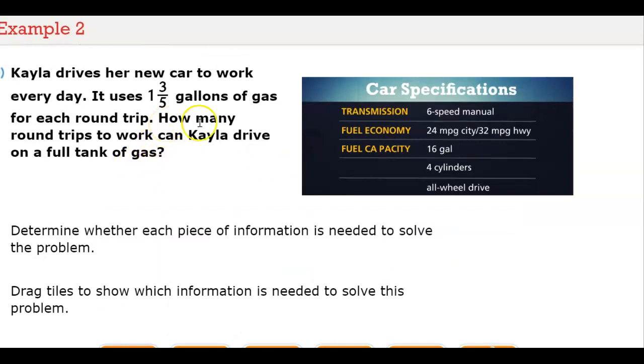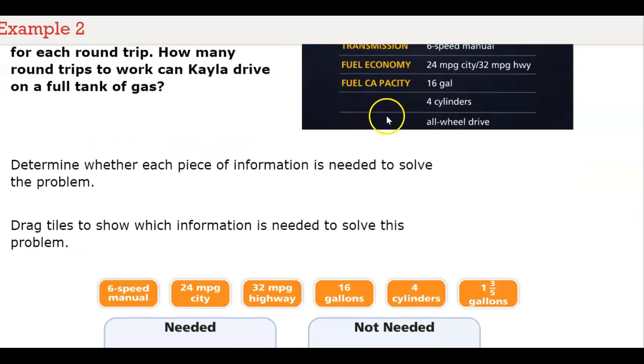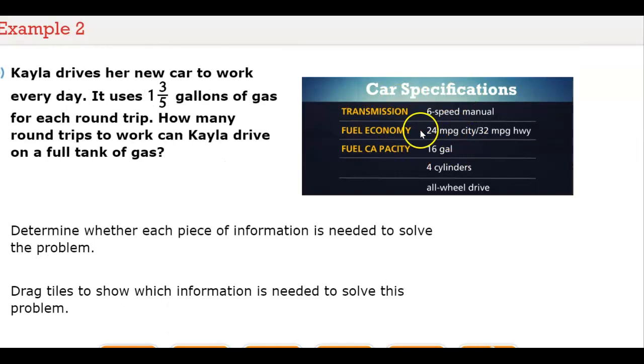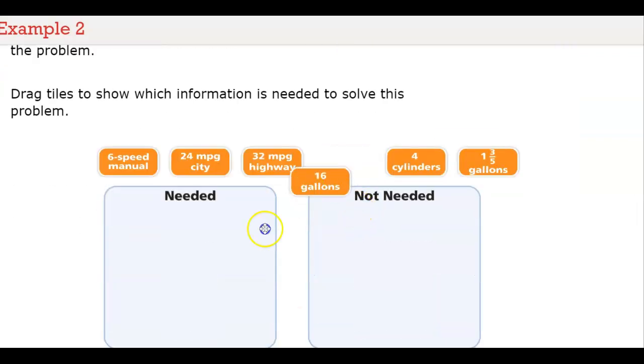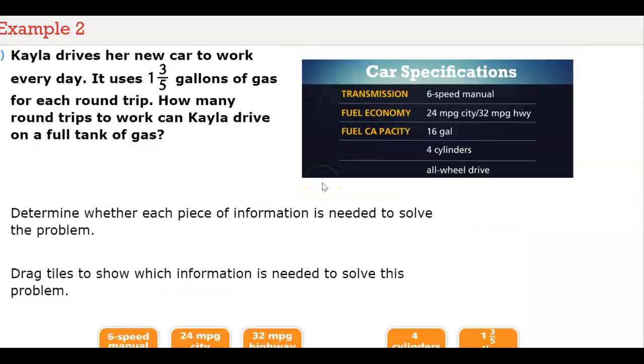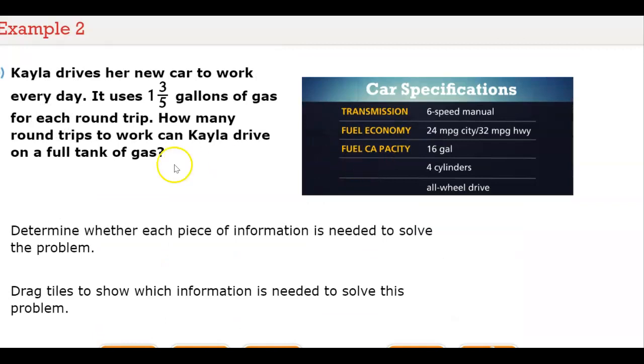Let's go back to the question. How many round trips to work can Kayla drive on a full tank of gas? Well, in this table for car specifications, it talks about fuel capacity. That means the size of the tank where you put the gas. So the amount of gas is 16 gallons. We do need that information because we need to know how much of this gas she's going to use each time. Like, we need to know that by knowing the total amount of gas.